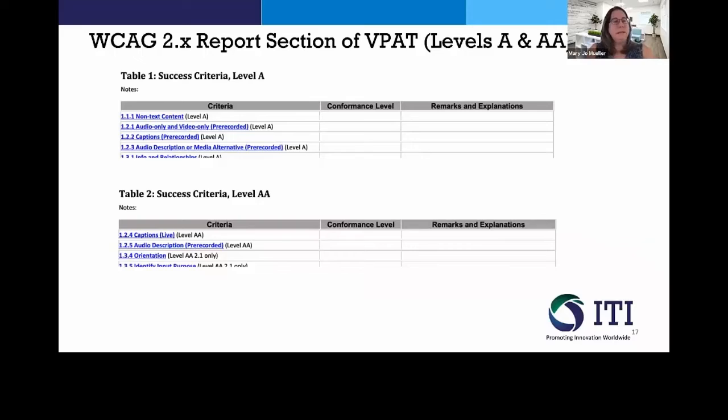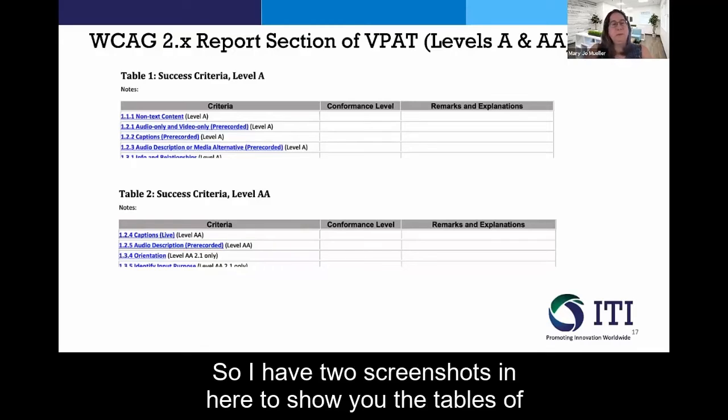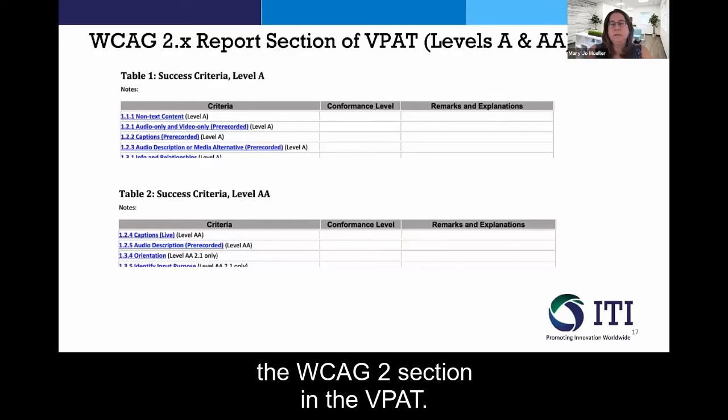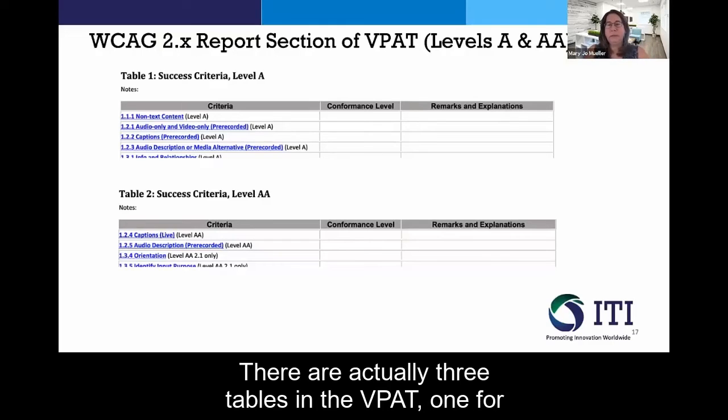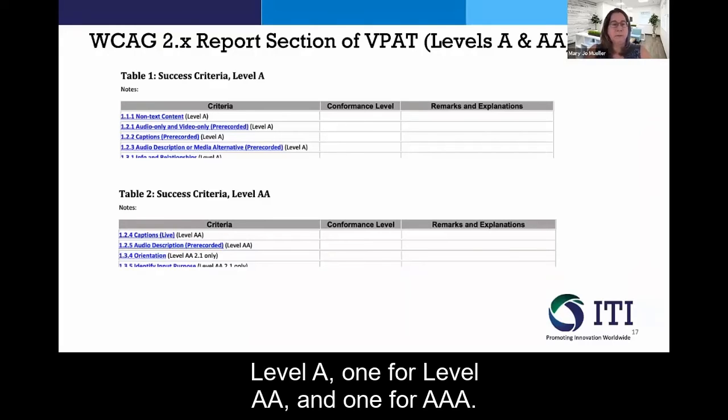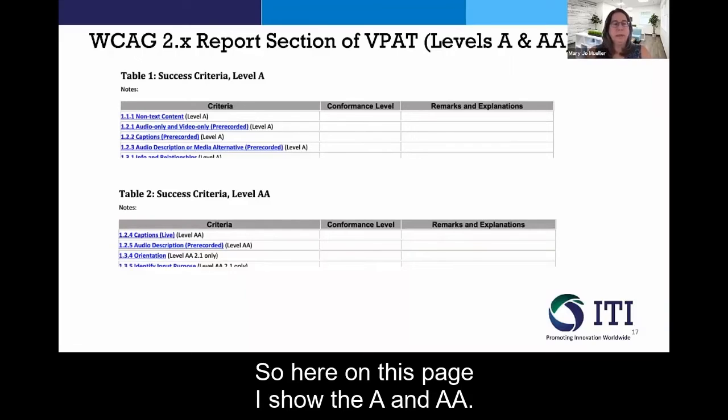So the next slide is the WCAG 2.x report section of the VPAT, levels A and AA. I have 2 screenshots in here to show you the tables of the WCAG 2 section in the VPAT. Each table is for a level. There are actually 3 tables in the VPAT, one for level A, one for level AA, and one for AAA. So here on this page, I show the A and AA.